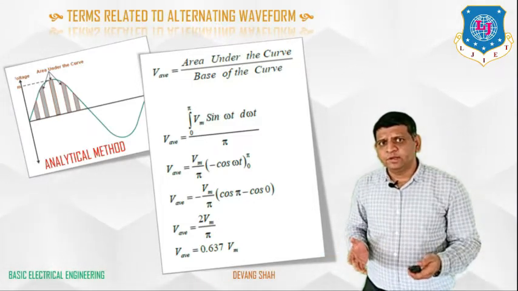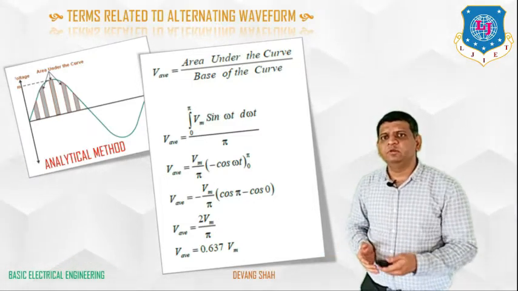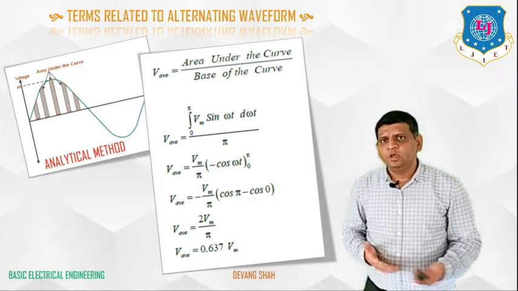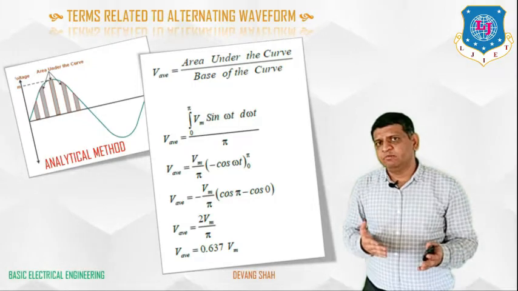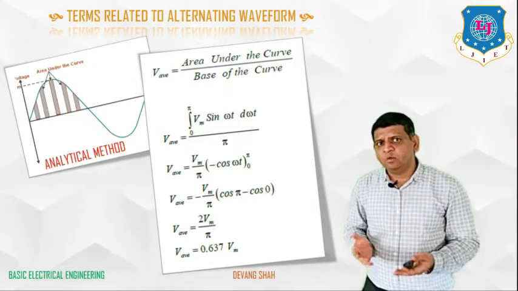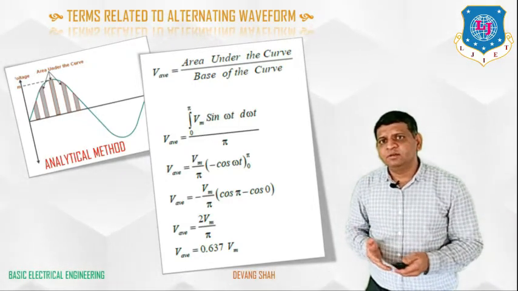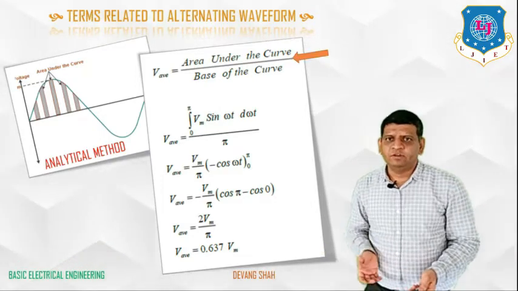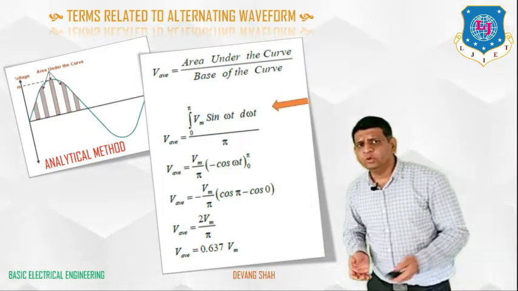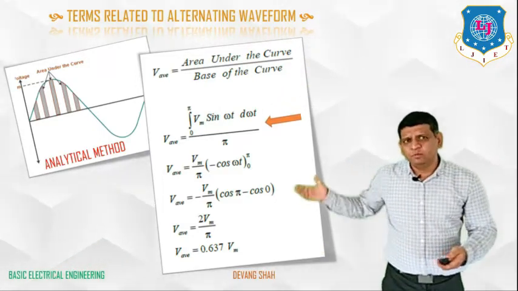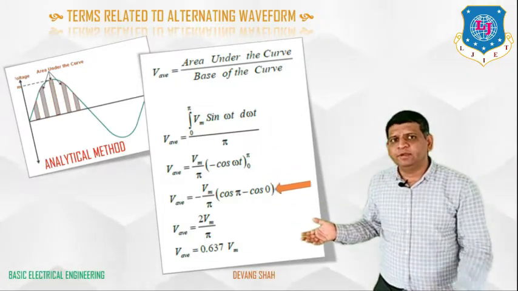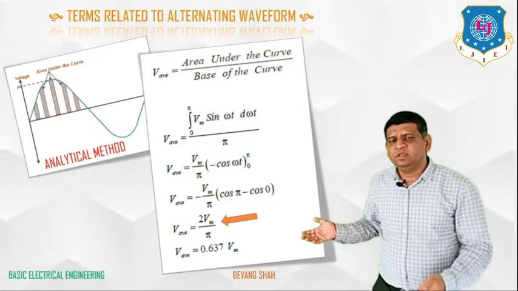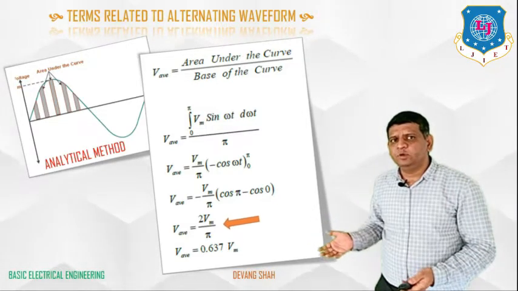Once you integrate this particular equation, finally you will find the average value is nothing but 0.637 into Vm. That shows us the difference from the maximum value Vm, and it is 0.637 times, that is the average value, right? You can check all this by moving this arrow as you integrate the complete equation. The final value reached is V average equal to 0.637 into Vm, right?